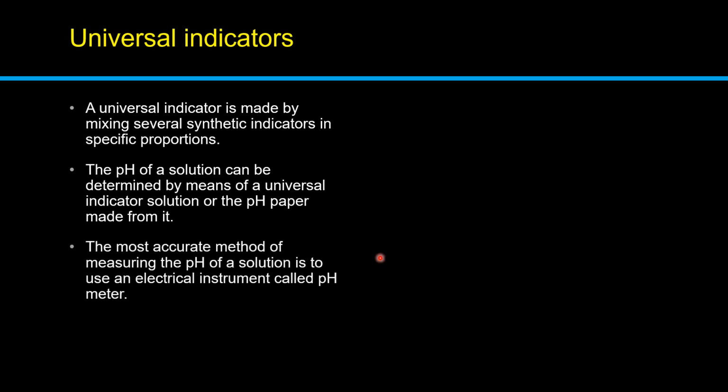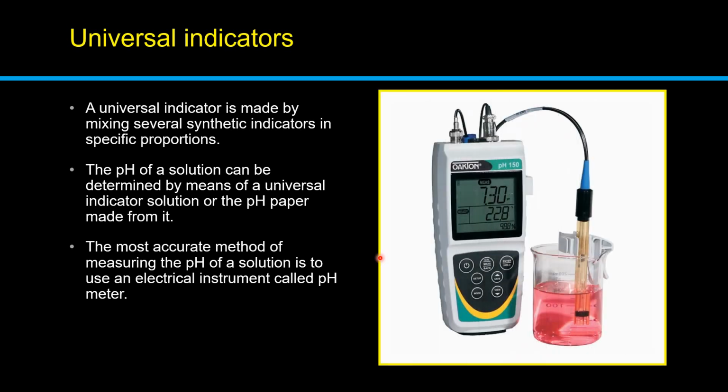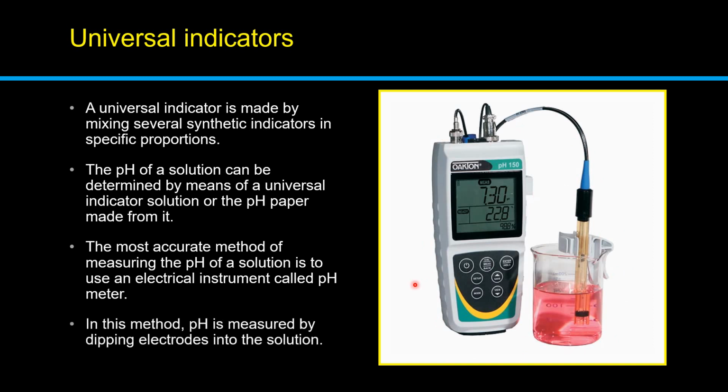So the most accurate method is not using universal indicator, children, but by using an electrical instrument called pH meter. So this pH meter accurately measures the pH of a given solution. It has electrodes, and those electrodes are dipped in the solution and they convey the perfect pH value.